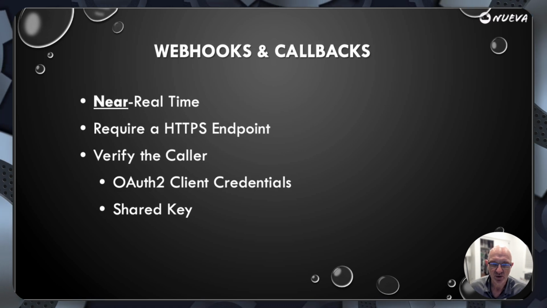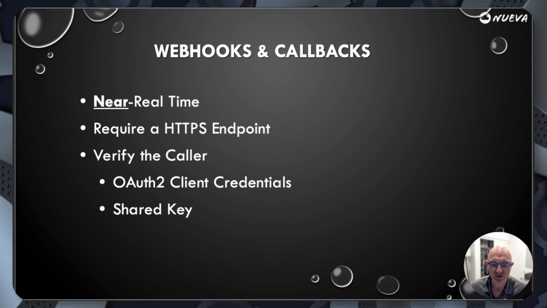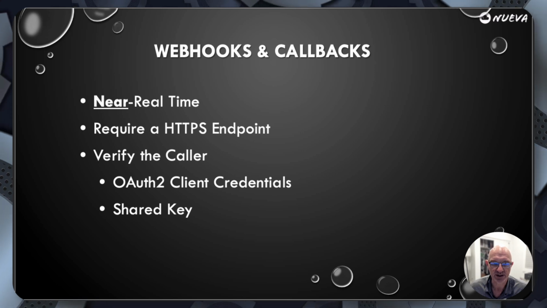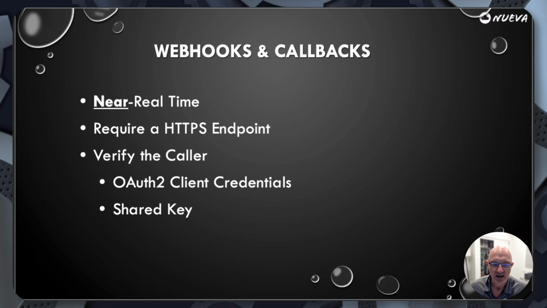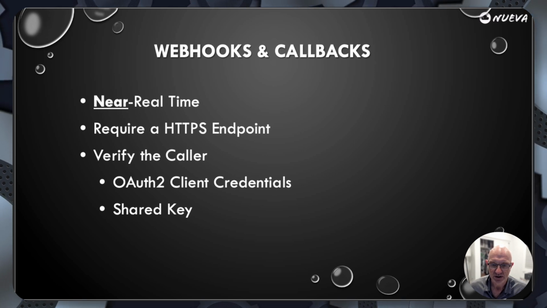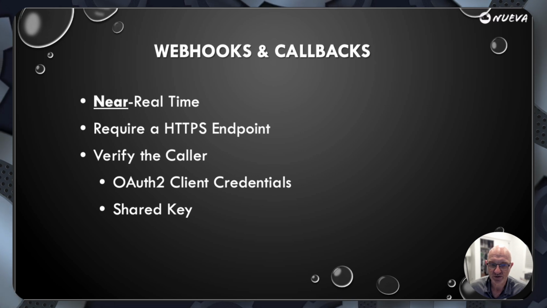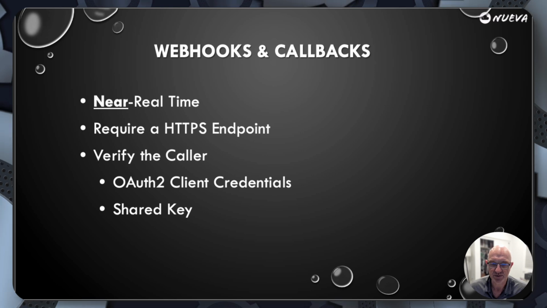Some things you need to know about webhooks: they're near real time, so they don't happen in real time. The software that sends that webhook signal does not necessarily send it in real time, but it's usually pretty close. They usually require an HTTPS endpoint, and all of our ORDS servers should be running on HTTPS. And you need to verify the caller. So in the Jira example, Jira will call your ORDS web service, but you don't know it's Jira calling your web service. So you need to make sure that Jira authenticates with your web service.